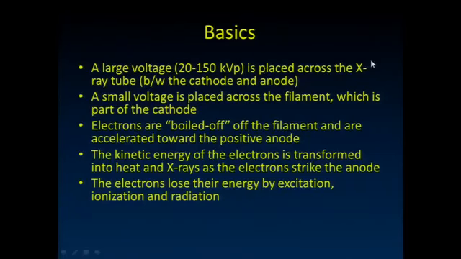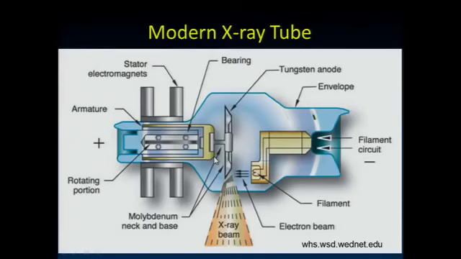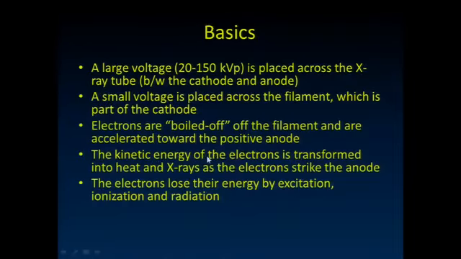So we place that large voltage across that X-ray tube between that cathode and that anode. And we put a small voltage across that filament, which is part of the cathode, and we boil those electrons off the filament. Because of that large voltage between the anode and the cathode, they get accelerated towards that anode and strike it with a tremendous amount of power. So that kinetic energy of those electrons is transformed into heat and X-rays as those electrons strike the anode. We've talked about how with Bremsstrahlung radiation, we produce X-rays when an electron interacts with matter.